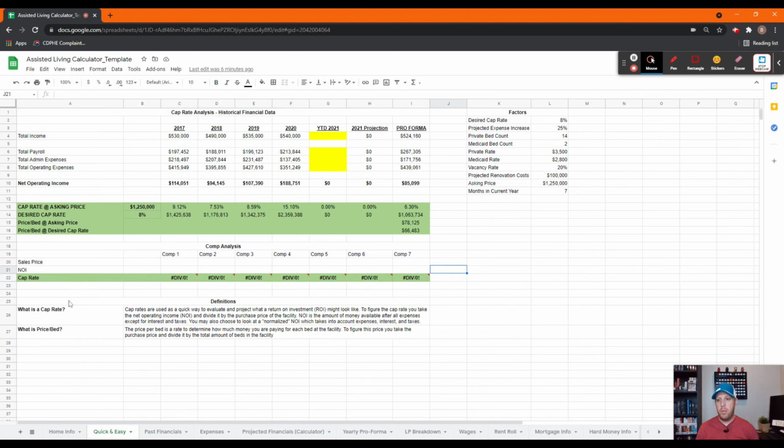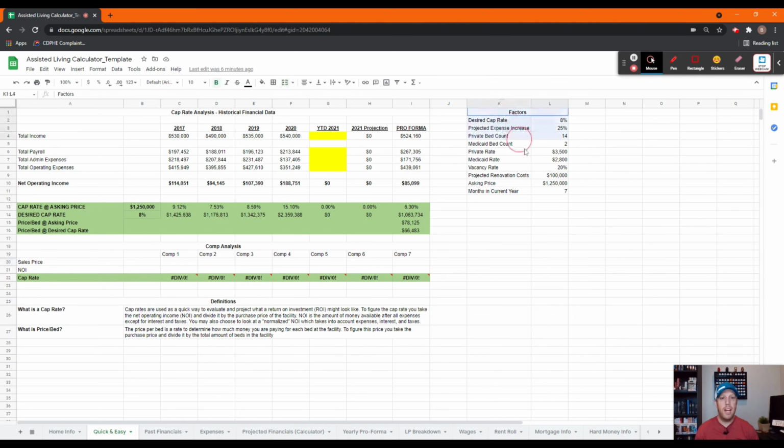And then down here are just a couple of definitions. What is a cap rate, and then what is a price per bed, just in case you need to remember exactly what it is. I went over it earlier in the video in the definitions section, but I put them in here so that you can have them readily available.